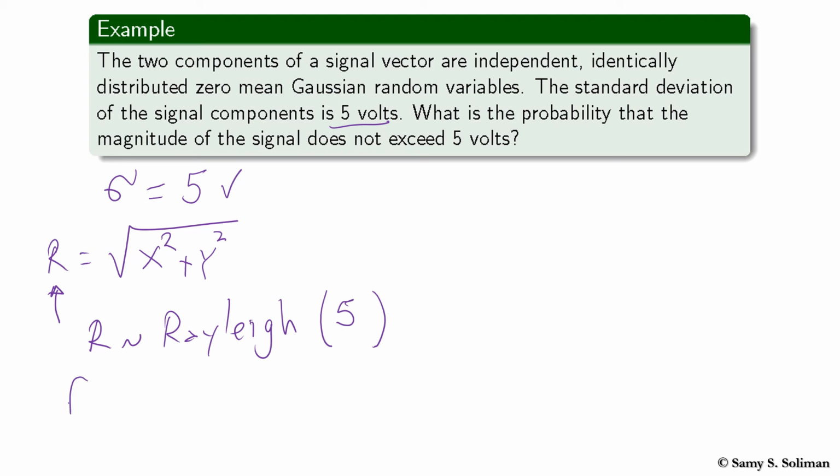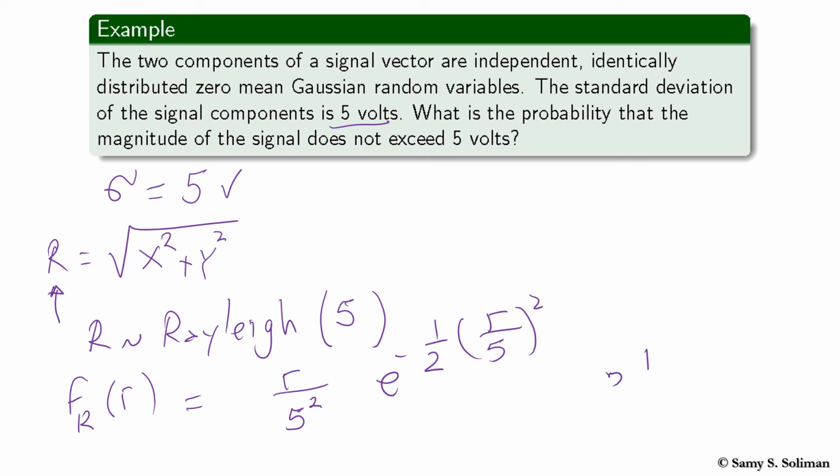So from the previous problem, f of r of the Rayleigh random variable is equal to r over sigma squared, which is 5 squared in this case, e power negative 1 over 2 r over sigma all squared, for r larger than or equal to 0. And if we are asked about the probability that the magnitude does not exceed 5 volts, this is the probability that r is less than or equal to 5.